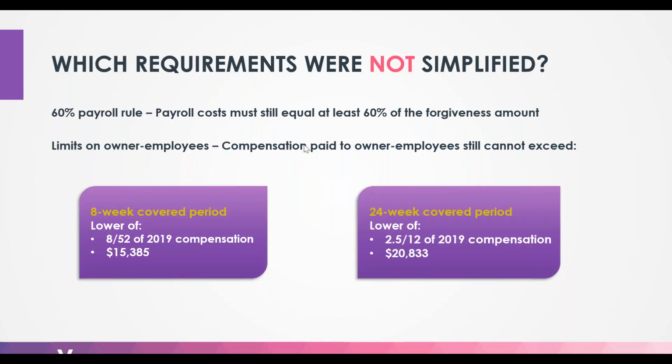The 24-week limit is similarly the lower of 2.5 months of the 2019 compensation, or $20,833, which is 2.5 months of the $100,000. You can't claim more than $100,000 a year for any employee. 2.5 months of that is $20,833. But for an owner employee, we have to look back to 2019 just to make sure we're not trying to inflate their compensation and take advantage of the PPP program. So they've limited it to the lesser of those two amounts.